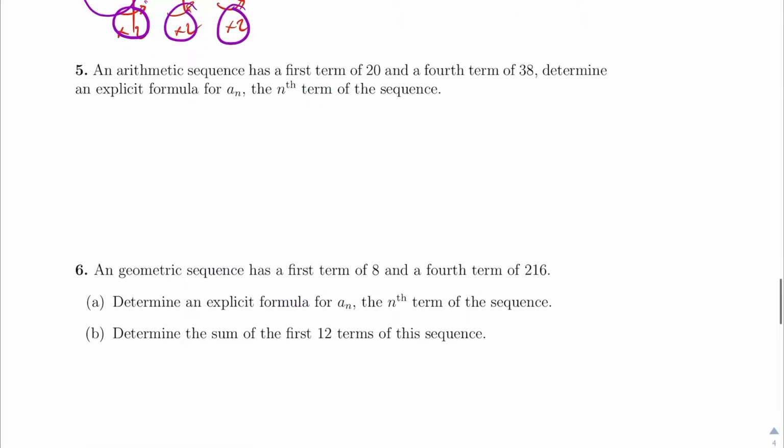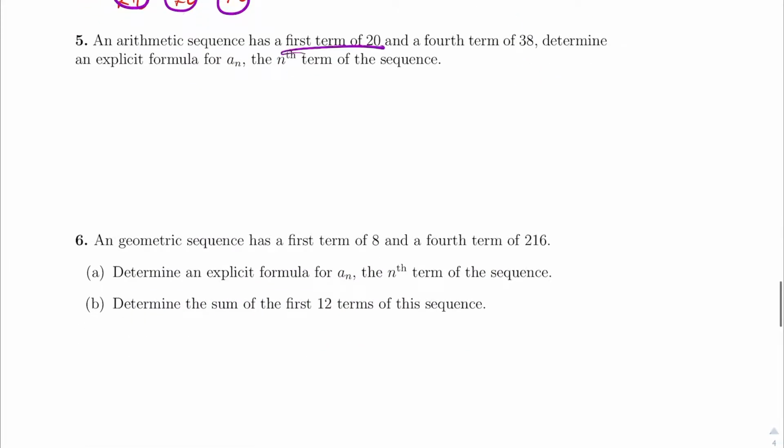For problem 5, an arithmetic sequence has a first term of 20 and a fourth term of 38. Determine an explicit formula for a sub n, the nth term of the sequence. So this one is a little bit tricky. It's a problem-solving type question where you haven't seen a problem like this before.